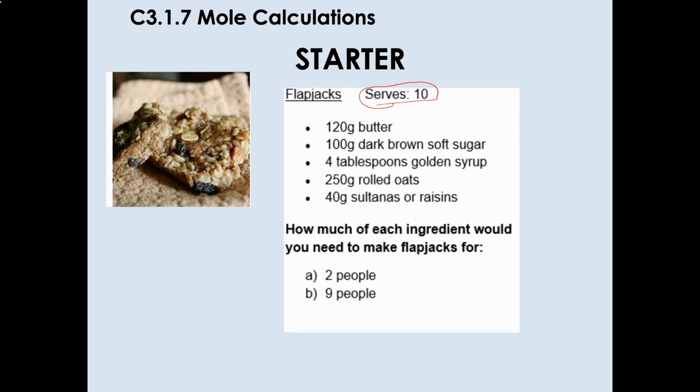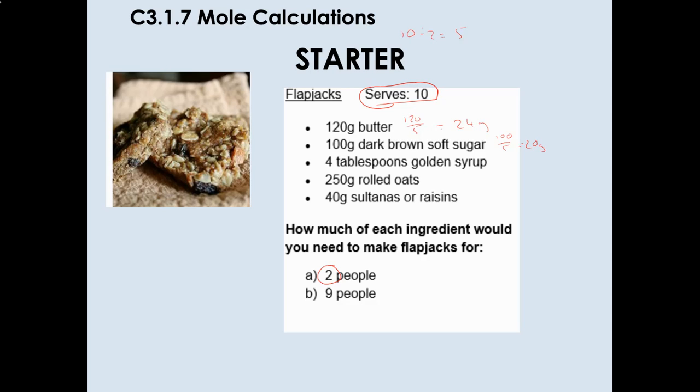So this recipe serves 10. We only want to make enough for 2. So 10 divided by 2 is 5. So I just need to divide all of these quantities by 5. So 120 divided by 5 is going to be 24 grams. 100 divided by 5 is going to be 20 grams.